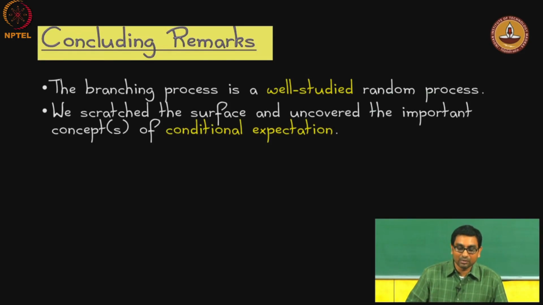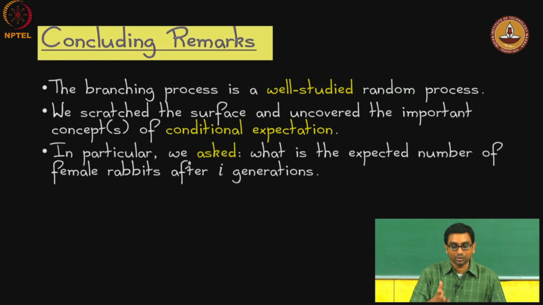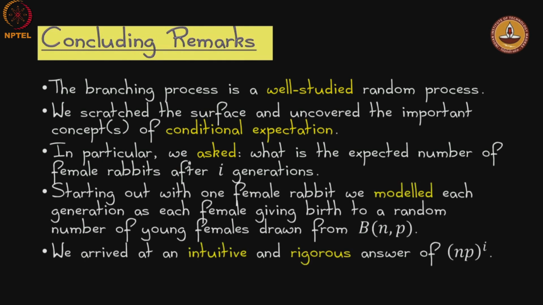In this segment we studied the second notion of conditional expectation. We applied that to this branching process to understand the question of the expected number of female rabbits after i generations. What we did importantly is confirm an intuition. We have an intuitive sense of how many females we expect in the ith generation. Now we have a way to dot the i's and cross the t's and claim that our intuition is in fact rigorously correct. So, with that we conclude this segment.